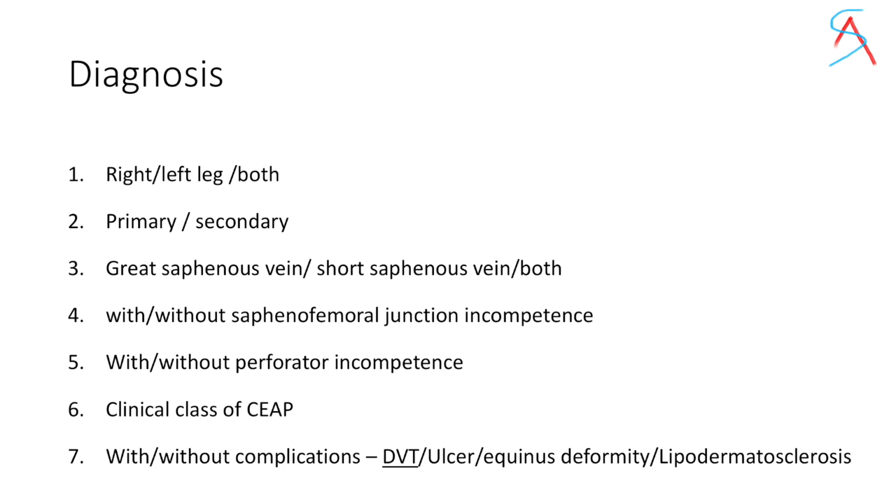So finally, you have to tell your diagnosis. In the diagnosis, you have to tell which limb is affected. You have to tell about the etiology, whether it is primary, secondary or congenital. You have to talk about which vein is affected, great saphenous or short saphenous. You have to tell whether it is associated with saphenofemoral junction incompetence or not, whether it is associated with perforator incompetence or not. You have to tell the class of CEAP or whether it is associated with any other complication like DVT, which is very very important, or any ulcer or any equinus deformity or any lipodermatosclerosis.